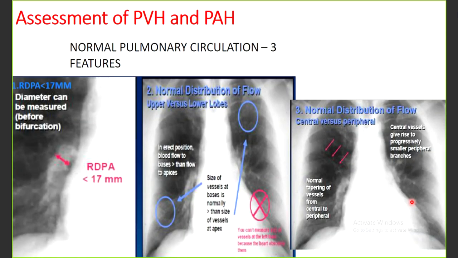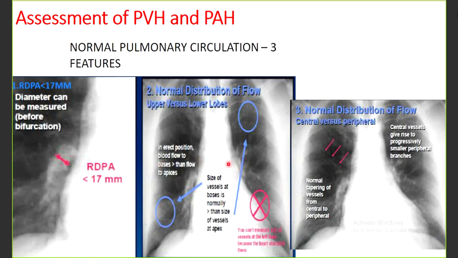Next terminology we would be using while assessing a chest X-ray would be pulmonary venous hypertension and pulmonary artery hypertension. Now, there are certain normalcies which we need to assess when we see a chest X-ray. On the right side, next to the right border of the heart, we see the right descending pulmonary artery, proximal portion before the bifurcation. It should be about 17 millimeter. Anything more than that is a dilated right pulmonary artery.